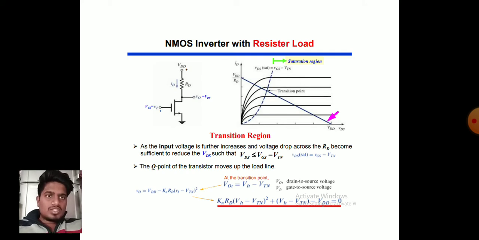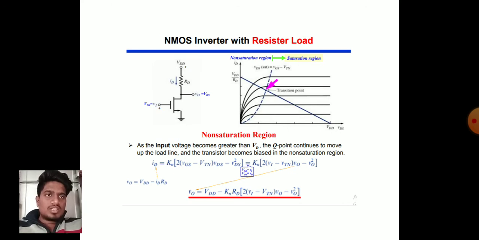NMOS inverter with resistor load in transition region. As the input voltage further increases, the voltage drop across RD becomes sufficient to reduce VDS such that VDS is less than or equal to VGS minus Vtn. The Q point of the transistor moves up the load line, where V0 equals Vi minus Vtn, where Kn RD (Vi minus Vtn) whole square plus (Vi minus Vtn) whole square into V0 equals 0.